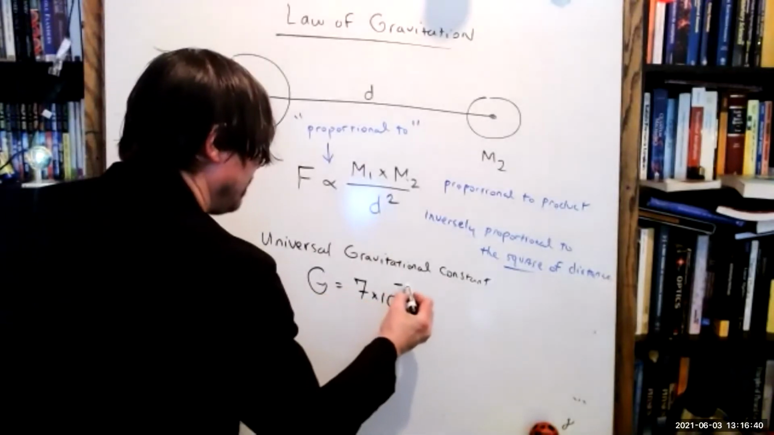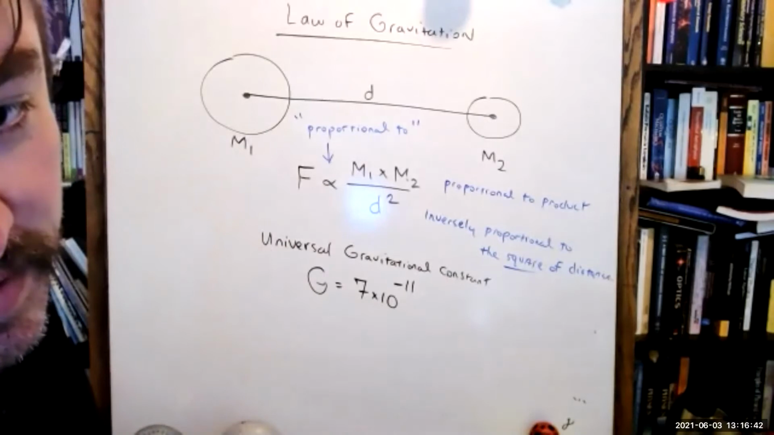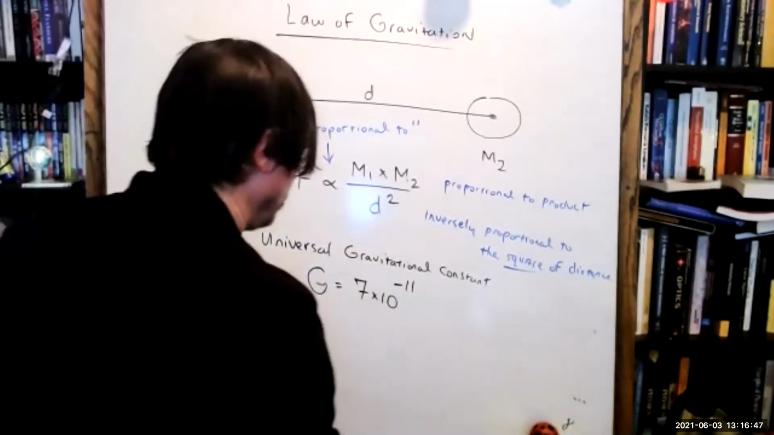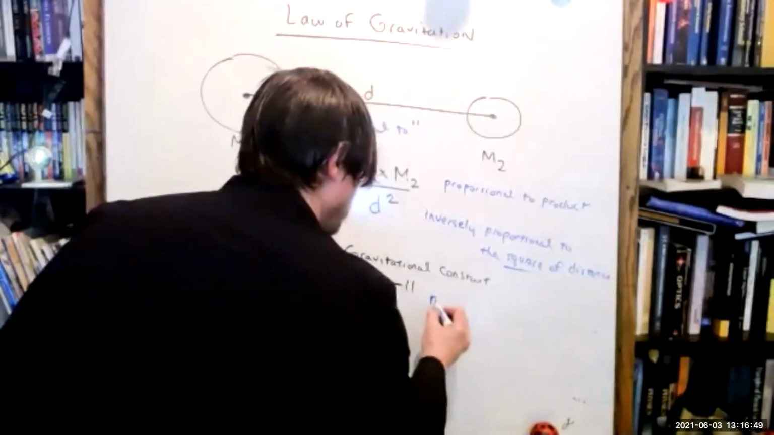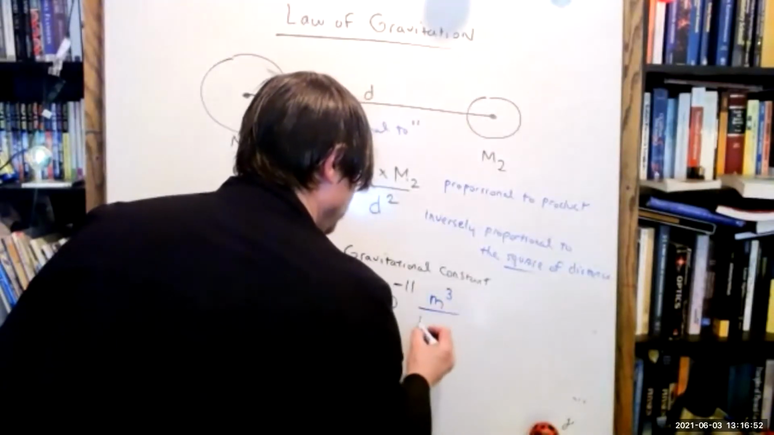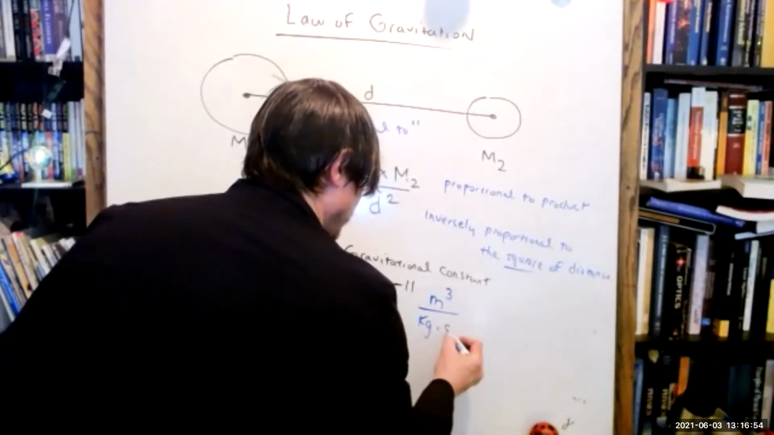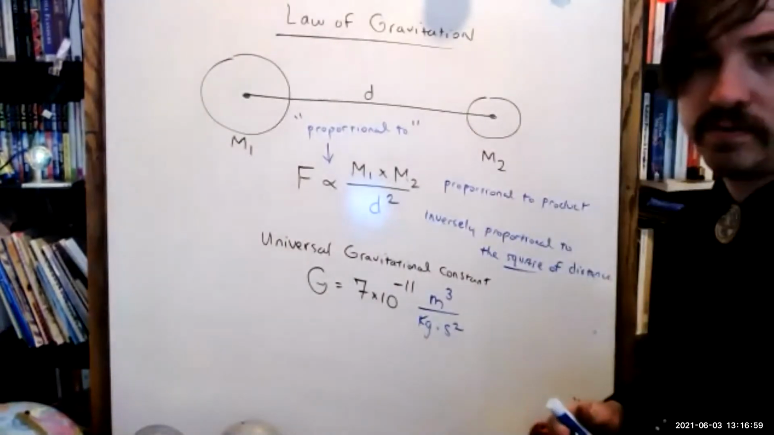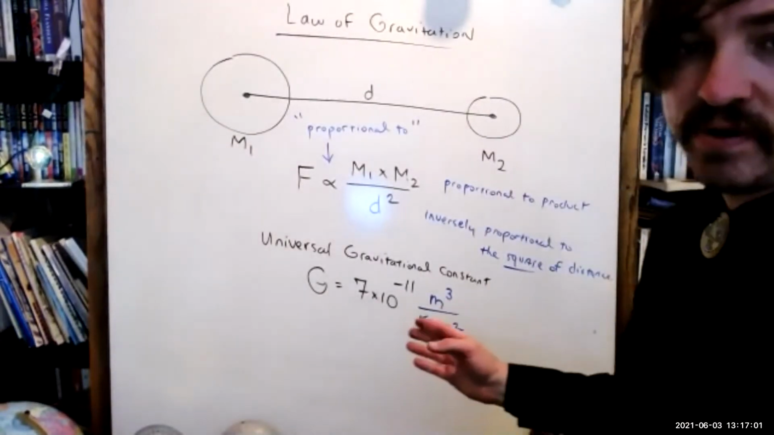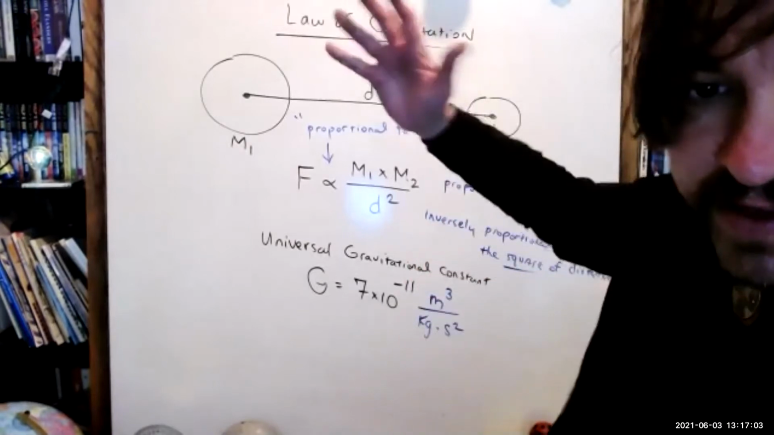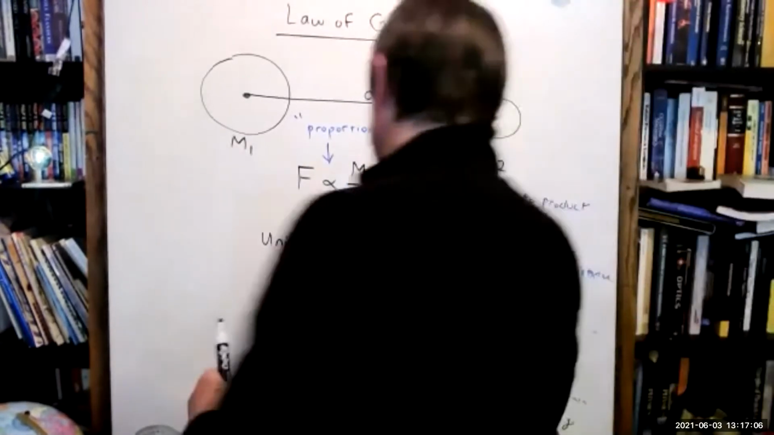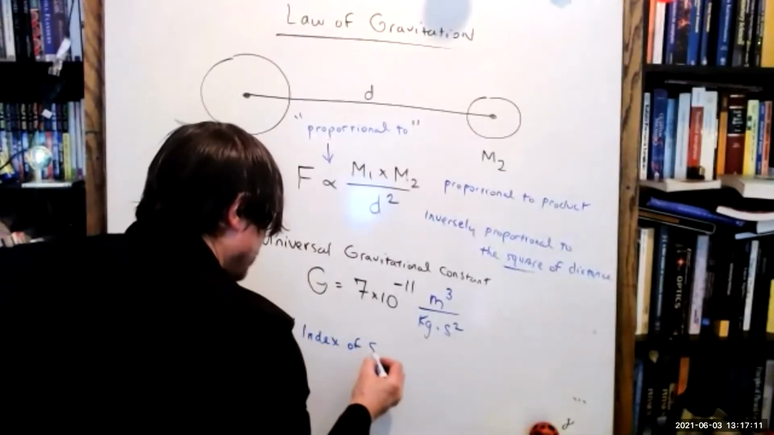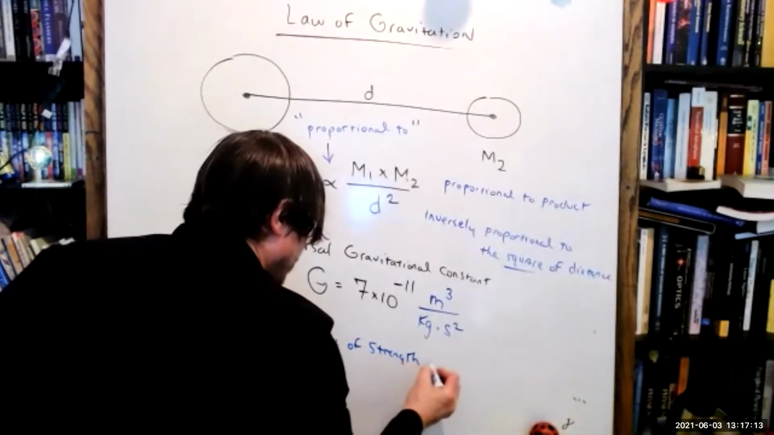It's a tiny little number, approximately 7 times 10 to the minus 11. Its units are a bit weird: meters cubed per kilogram per second squared. This number is the same all across the universe. You can think of this number as an index of the strength of gravity.